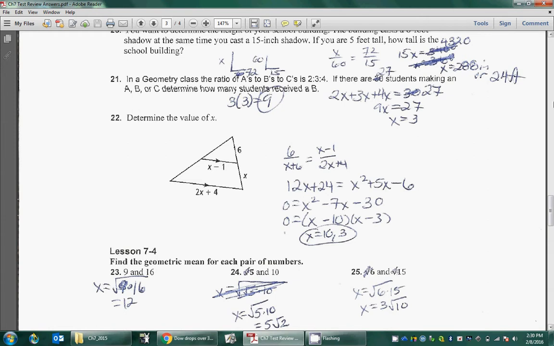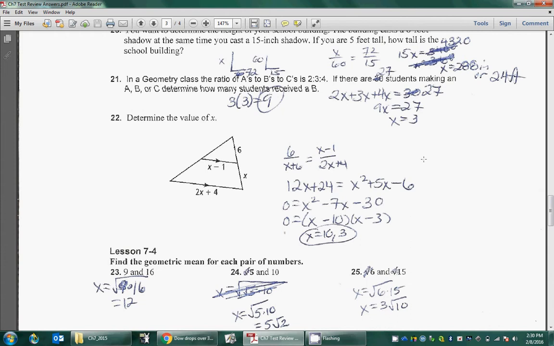So the total number of students is 27. That means I'm adding the parts of 2x, 3x, and 4x. Combine like terms, 9x is going to equal the total of 27. So each x is 3. So basically, I reduced this ratio by 3. To find the number of A's, it would be 2 times 3, or the 2x, which is 6. Find the number of B's, 3 times 3, 3x, which is 9. If I wanted to find the number of C's, 4 times x, 4 times 3, which is 12.